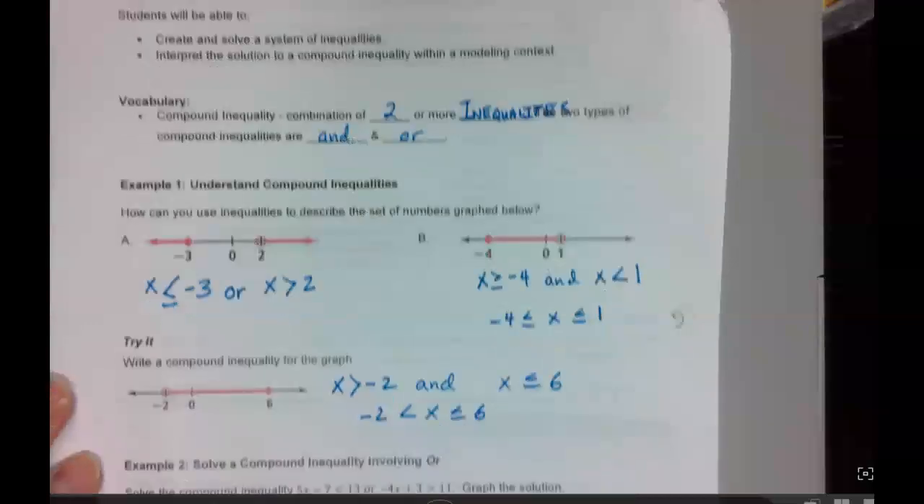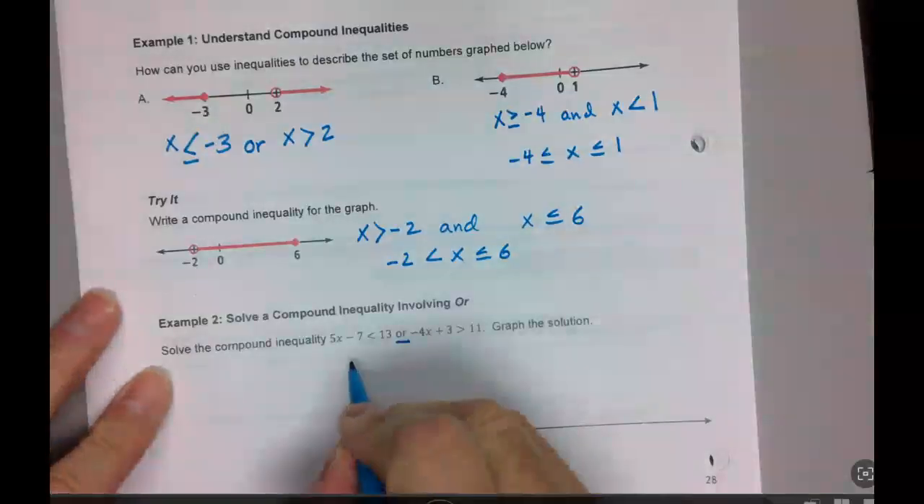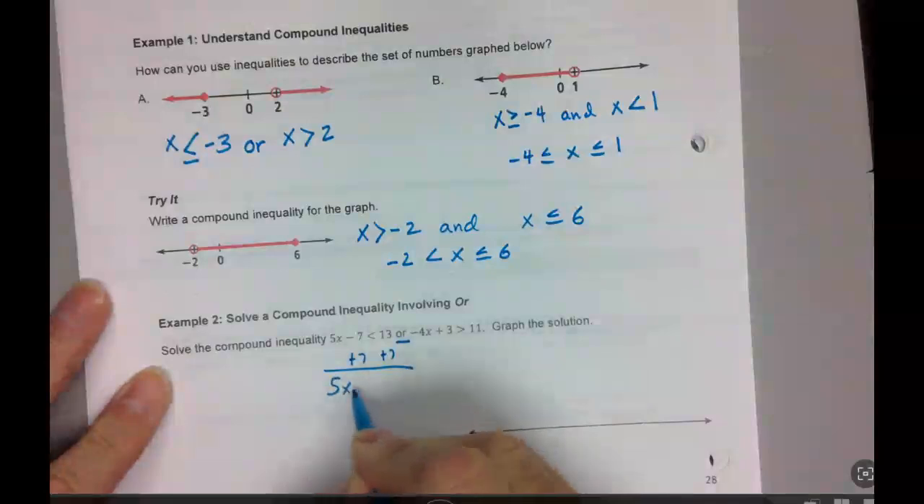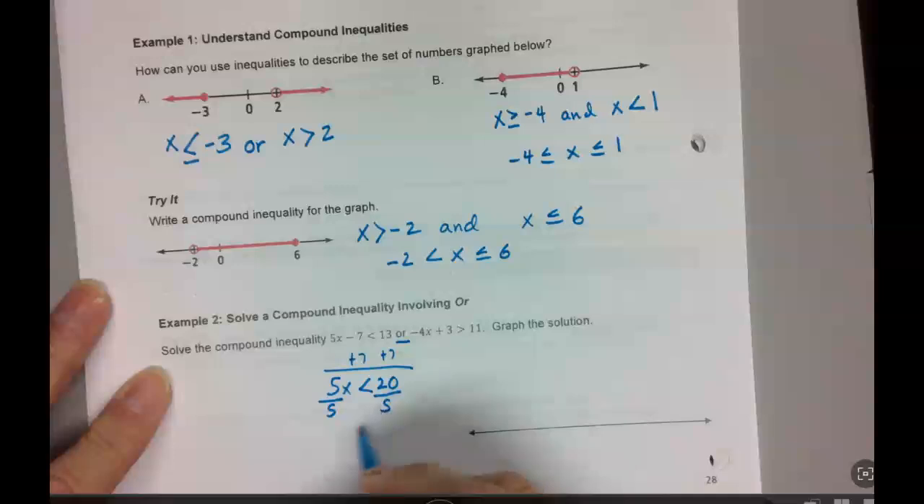So we're going to solve this compound inequality. This is an OR problem. So add 7. So 5x is less than 20. Divide by 5. x is less than 4.